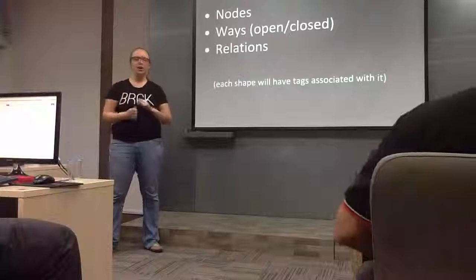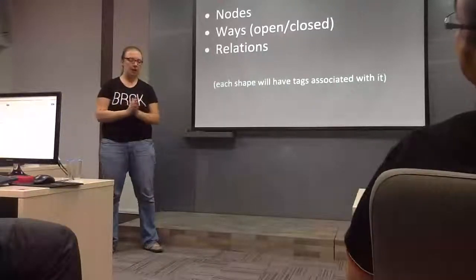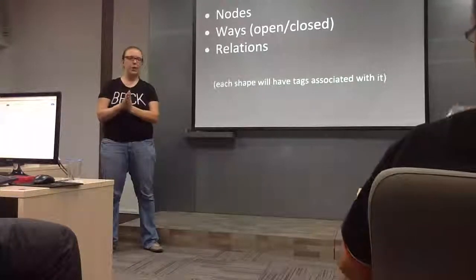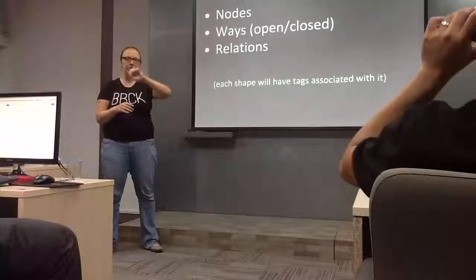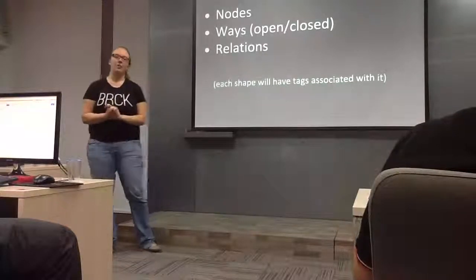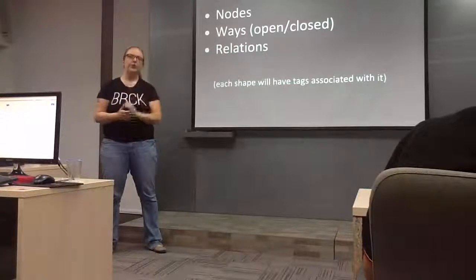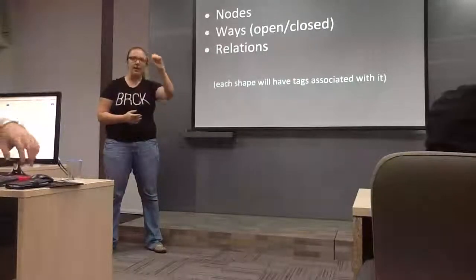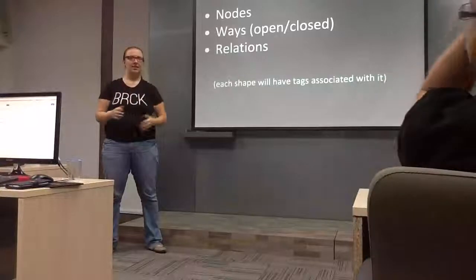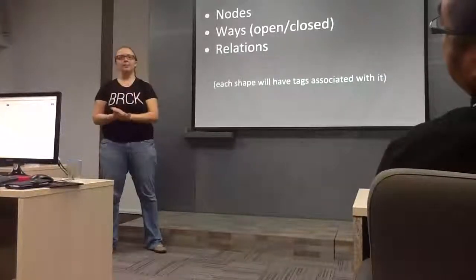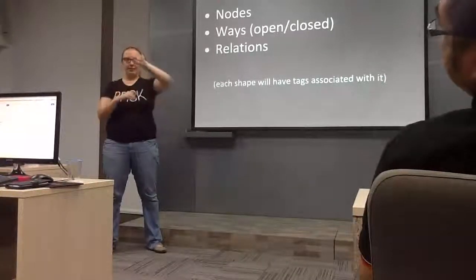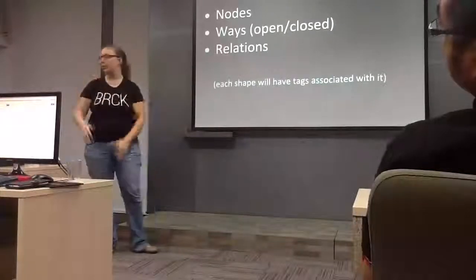A way can be one of two things. There's the idea of an open way, so imagine a road, just a line, and then imagine a closed way, a line that comes back on itself. So if you were drawing the outline of a park, you would want to close it, but a road, you know, it would go intersect with another road.